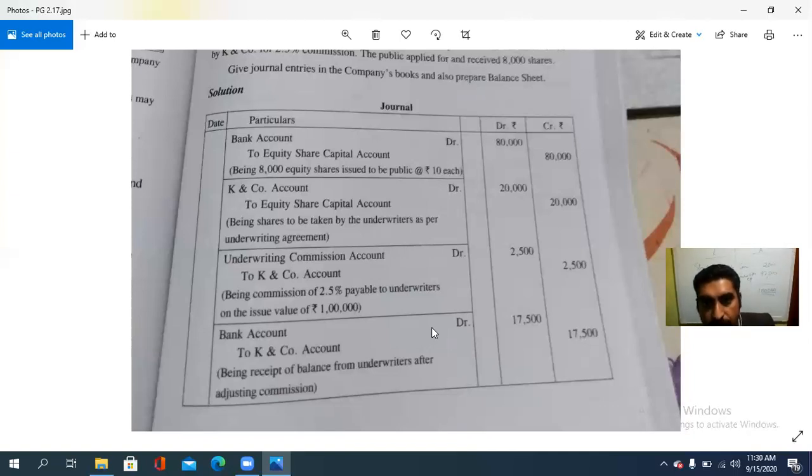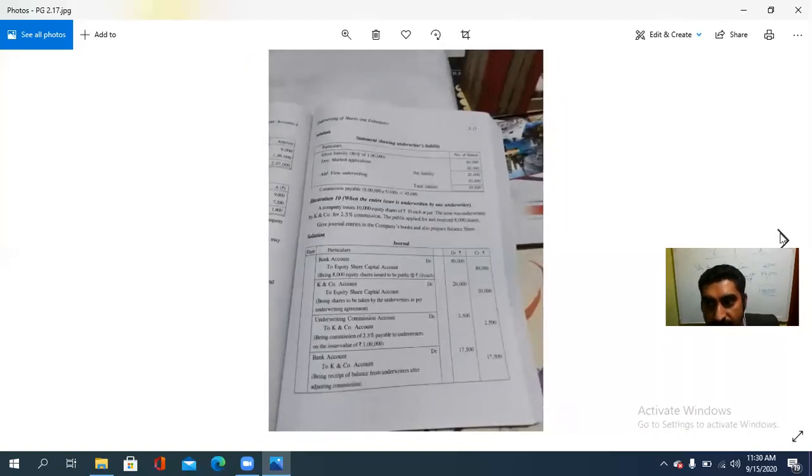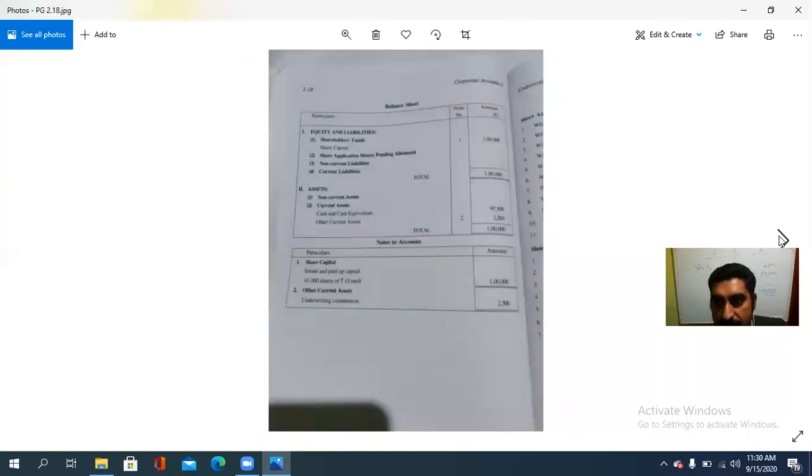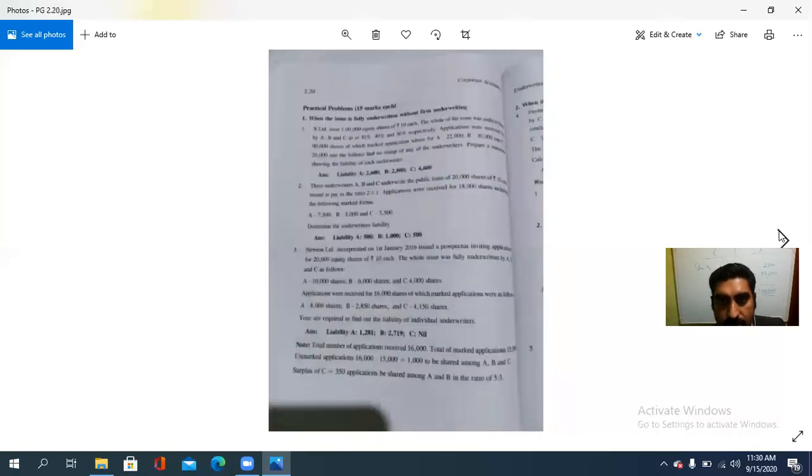So this is the way in which we are doing the partial underwriting with the firm underwriting. We will do another problem also, and after that we will wind up the class. This module is also over.